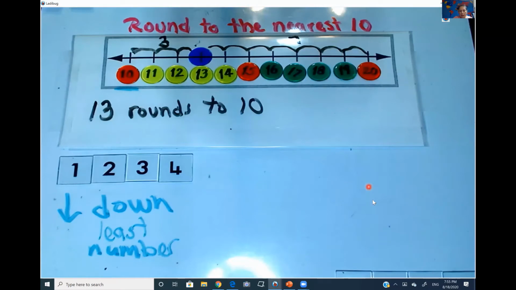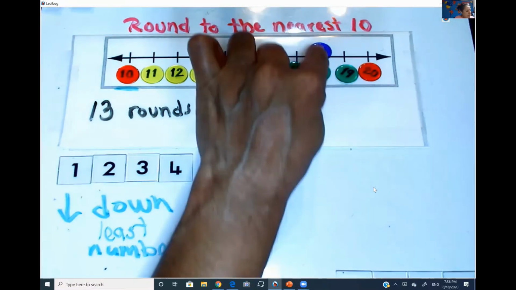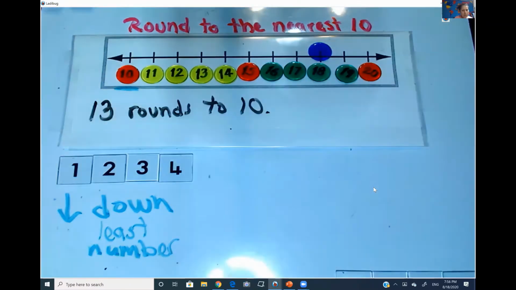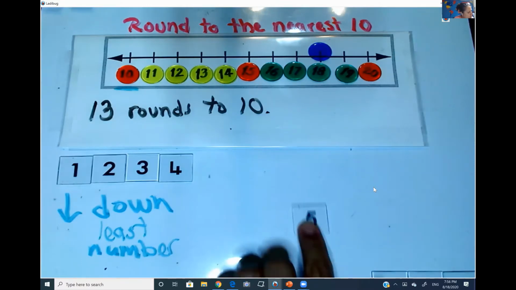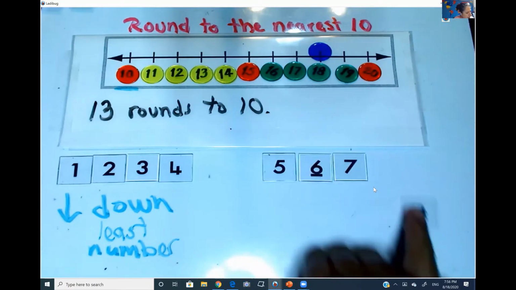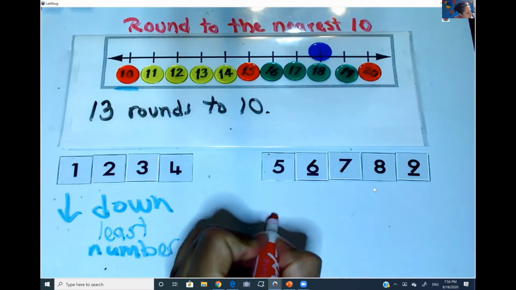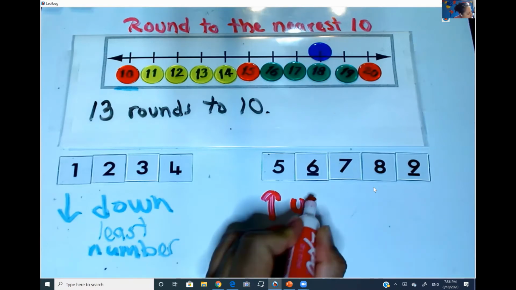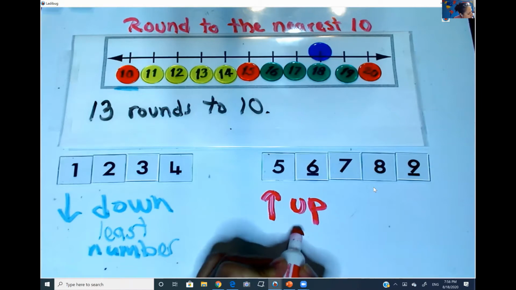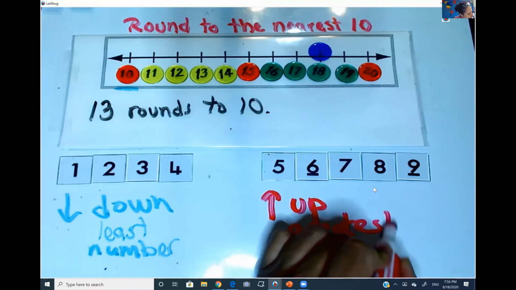Now let's see the other situation. In this occasion, I have my marker on number 18. And then I have to talk about the other rule that applies to this number. So when the numbers finish in 5, 6, 7, 8, or 9, this time we're going to go up. We're going to count up. Also, we're going to try to get to the greatest number.